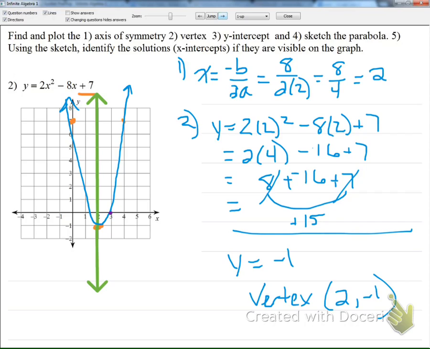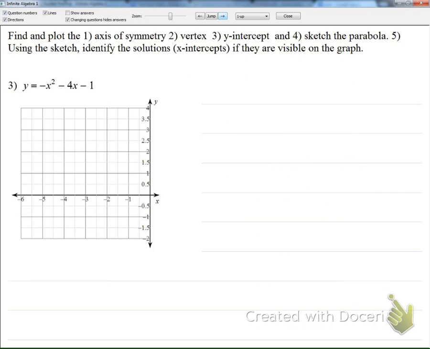and where the graph crosses the x-axis, there's my estimated solutions to this parabola, or this quadratic. Alright, you do the next few problems here and I will show you your answers after each one. Okay, take a look at question 3.